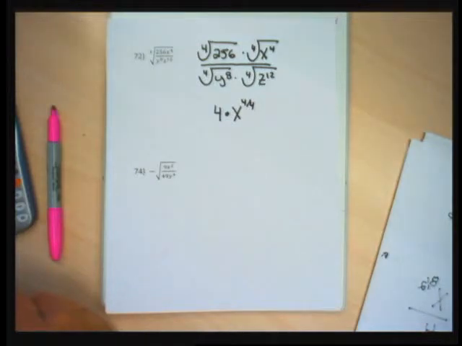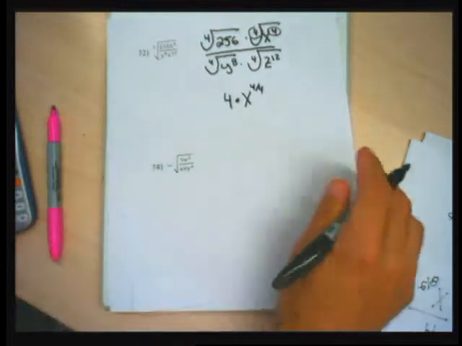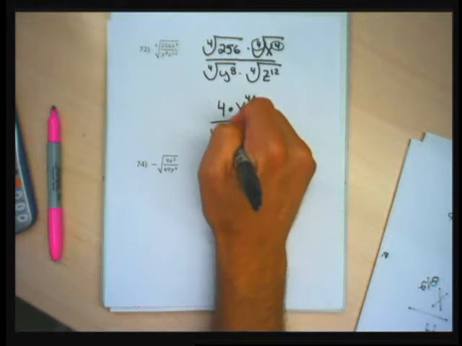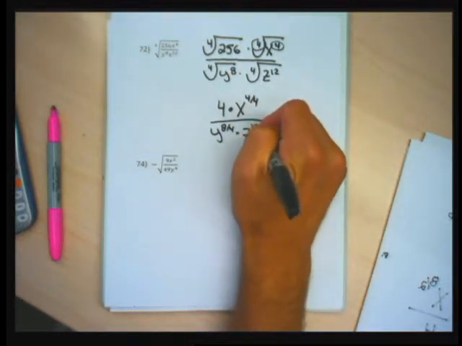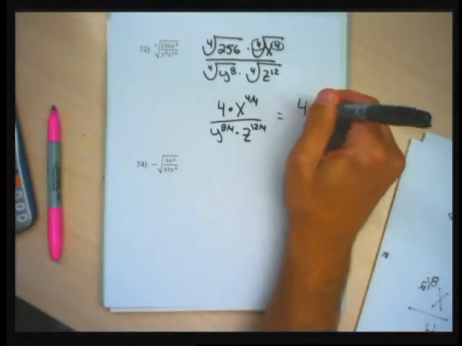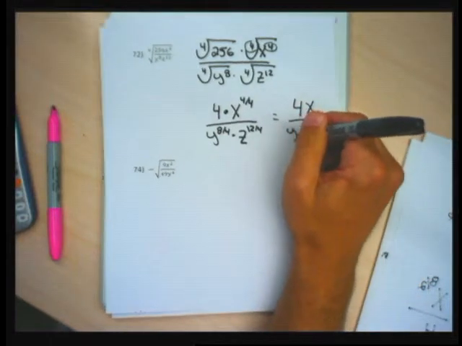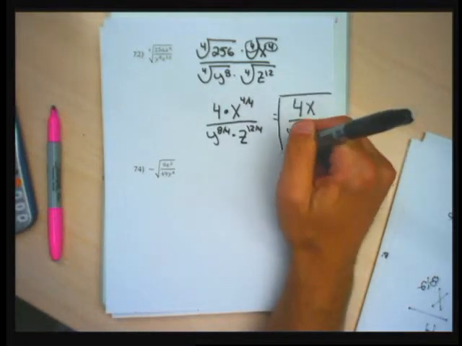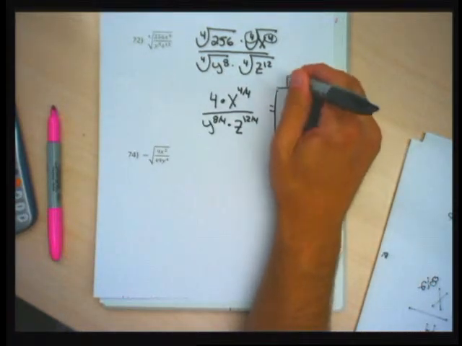For the x, I'm going to get x to the 1st power because I'm going to divide the exponent by the index. For the y's, I'm going to get y to the 8 over 4, which is going to be y squared. And the z, I'm going to get z to the 12 over 4, which is z cubed. So my answer in the numerator, I'm going to have a 4 and x to the 1st. I don't need to write the exponent of 1. In the denominator, I'm going to have y to the 2nd, z cubed. I don't need the times sign between the 4 and the x, nor between the y and the z. The times is implied.